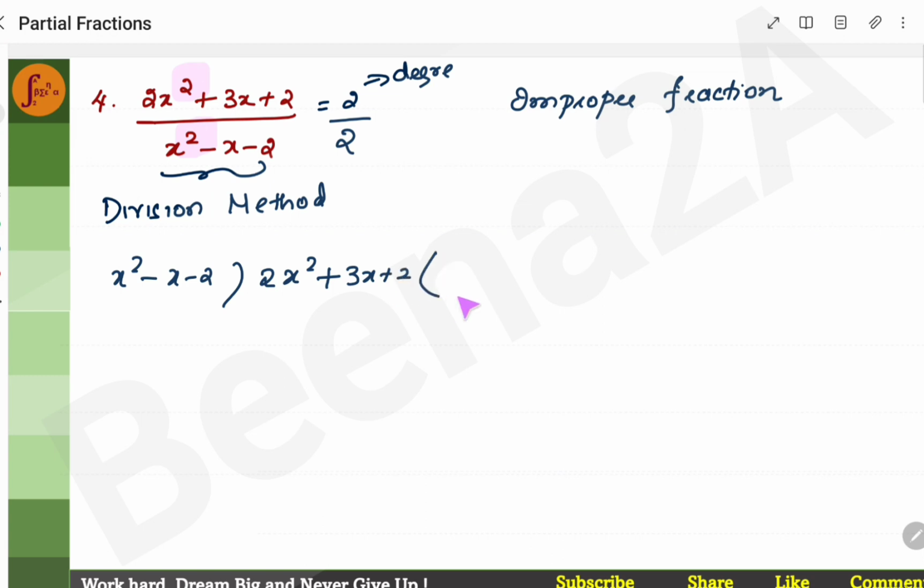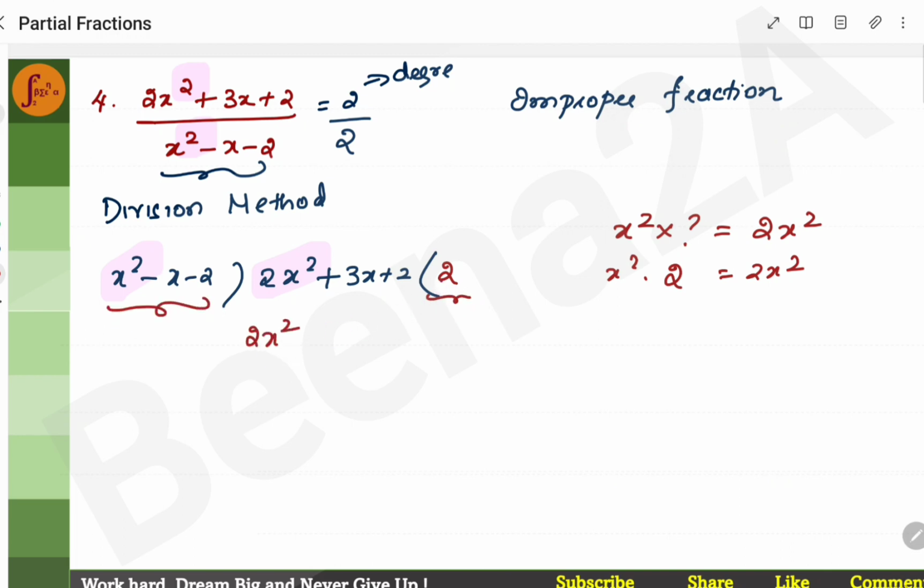Now I'll need to find the quotient. So first observe this first term and this first term. Right? What should I multiply x square with to get 2x square? I should multiply with 2, obviously, right? If I multiply x square with 2, I'll get 2x square. So I'll put 2 here. Now I'll take this 2 and multiply with this entire divisor. 2 into x square is 2x square. 2 into minus x is minus 2x. 2 into minus 2 is minus 4.